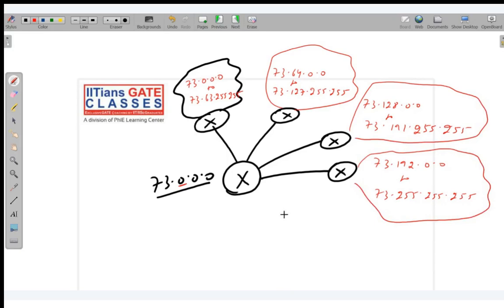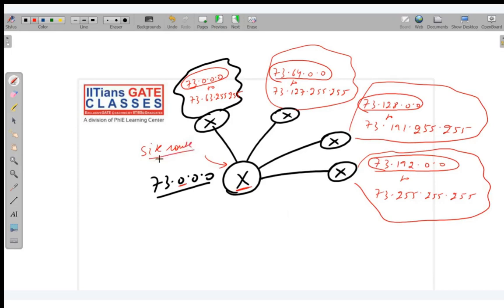Okay, so if I say net ID of first organization, this is the net ID of first organization. This is the net ID of second organization, net ID of third organization, and net ID of fourth organization. So who will keep track of this? I have told you, the router stores net ID. It is not storing IP addresses. It is storing net ID. So who will store these four net IDs? This router. This is known as site router. This site router will store these net IDs.